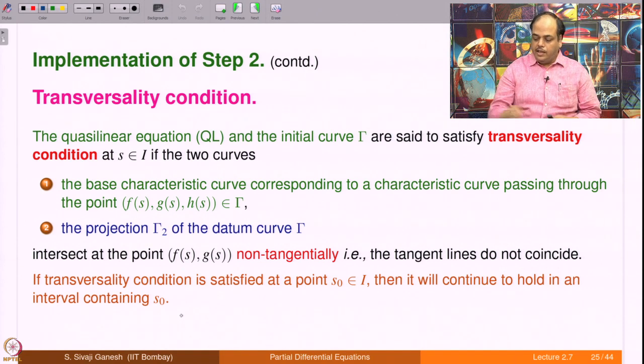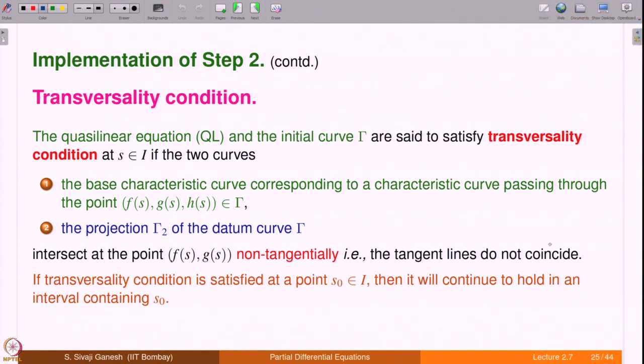In this case, what would happen is, imagine this is our gamma 2. The base characteristic curve will come like that and it will actually cut. The base characteristic curve will not be like this, for example, because here they share the same tangent. So this is not allowed. Then the transversality condition is not satisfied.